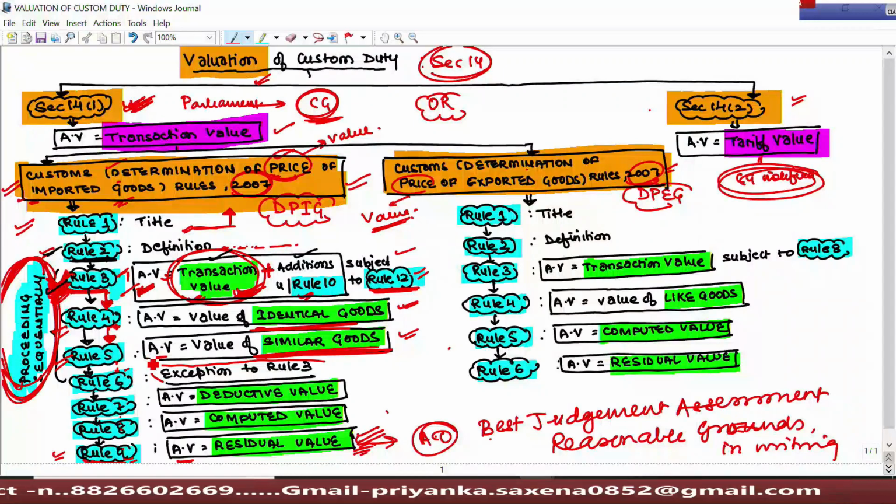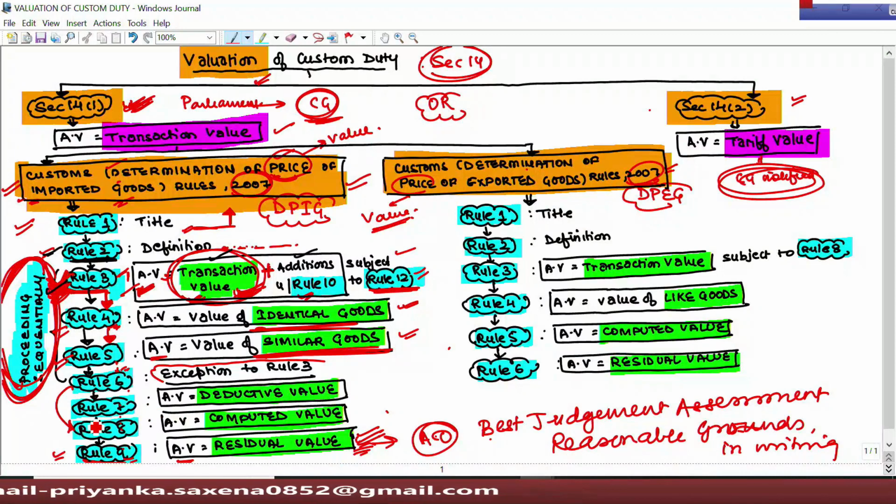If even similar goods are not available, then rule 6 says that after rule 6, rule 7 need not prevail or need not be proceeded with sequentially. You can directly go to rule 8 if the exporter is ready to share his breakup cost, wherein the aggregate of all the pre-importation expenses shall be taken as computed value under rule 8.